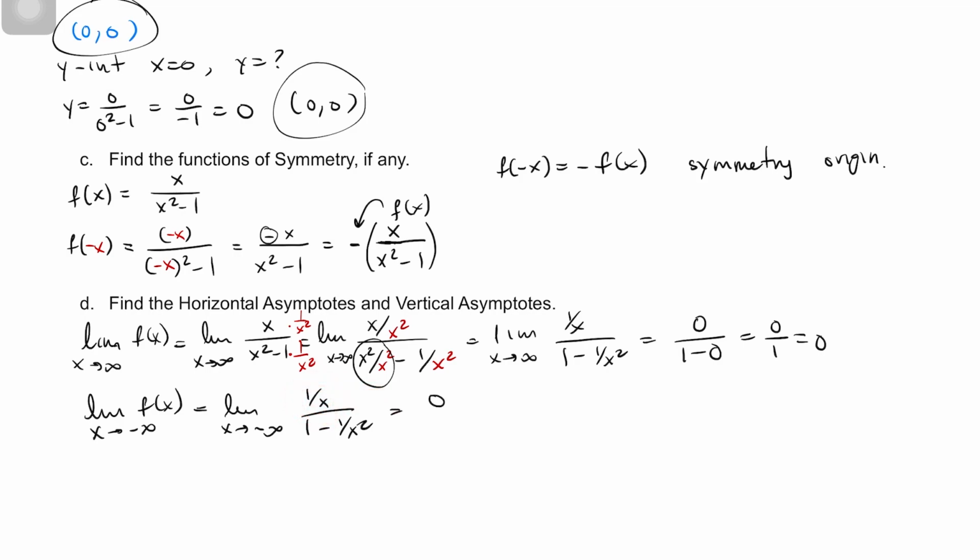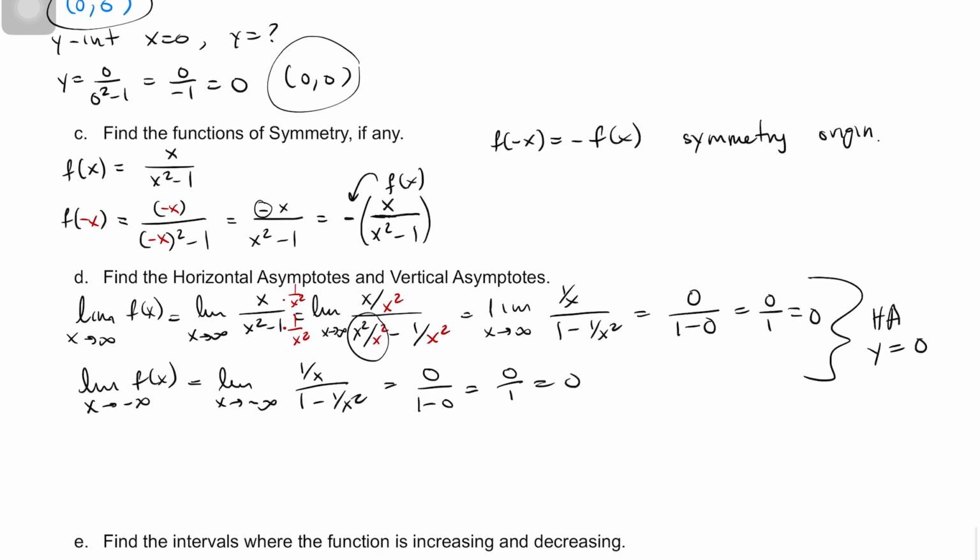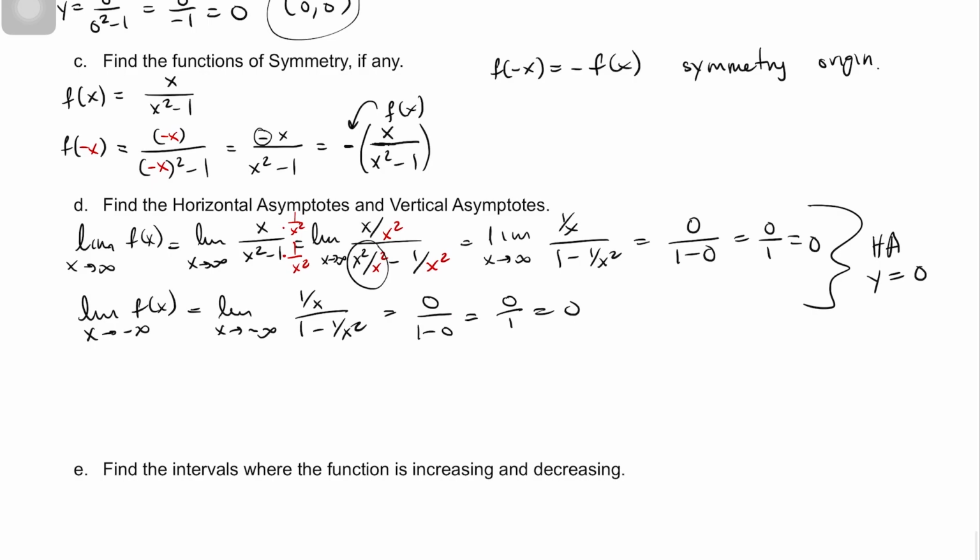The same thing with this one. Sorry, so it'd be 1 over negative infinity squared, which is going to 0. So we end up getting 0 over 1 minus 0, which is 0 over 1, which is 0. So because of this, they're both going the same direction. The horizontal asymptote will be y equals 0. So this is a horizontal asymptote.